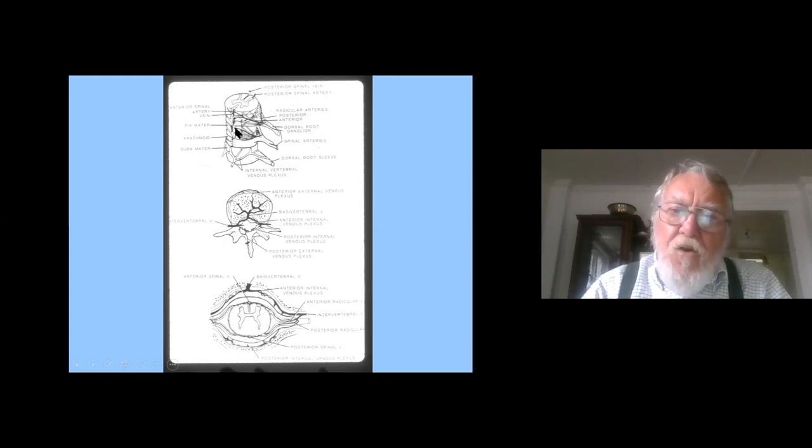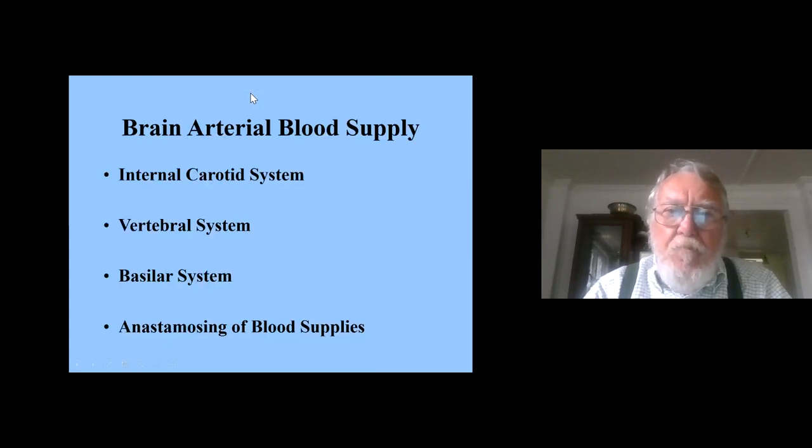And this runs all the way through all the different levels of the spinal cord. So you basically see this here, and here you can see the venous plexuses, but the important thing I want you to know is about the arterial sources into the spinal cord.